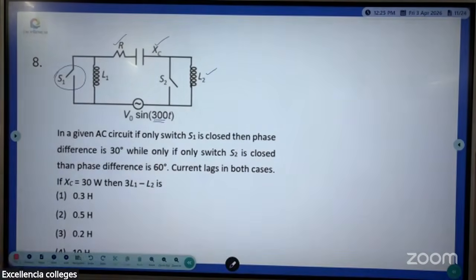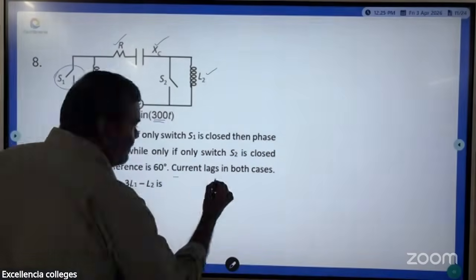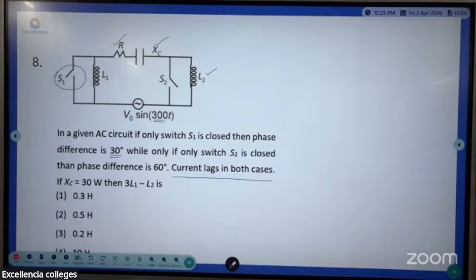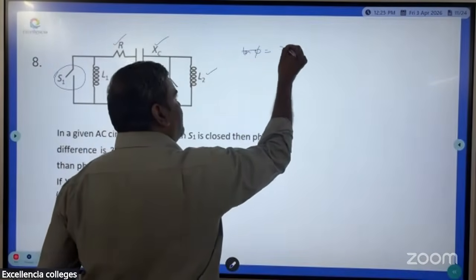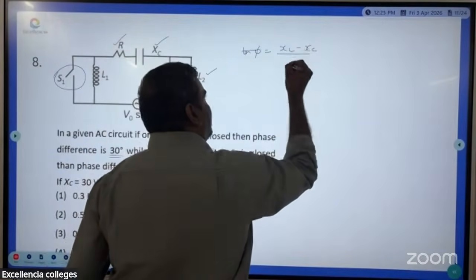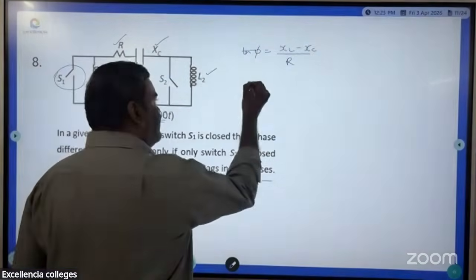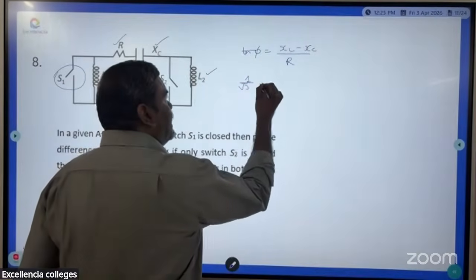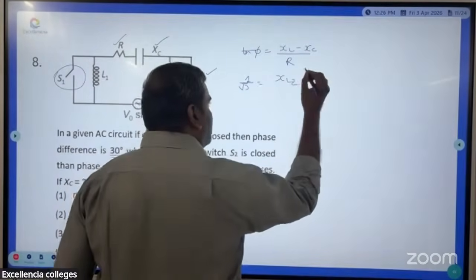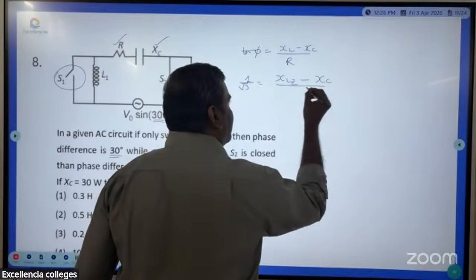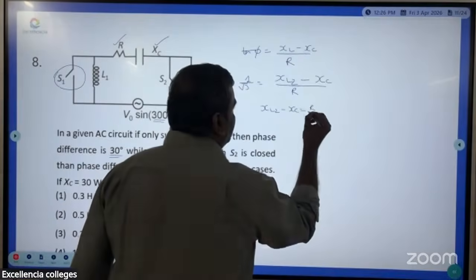Right. And he has told that when you do that, there is a phase difference of 30 degrees and the current lags in both the cases. So current is lagging, so basically it's an inductive circuit. So you can write the phase angle tan phi equals XL minus XC divided by R, and angle phi is 30 degrees. So that's going to become tan 30, which is 1 by root 3, equals XL, but this time we have L2 in the picture, so I will write XL2 minus XC by R. So I arrive at a relation that XL2 minus XC equals R by root 3.